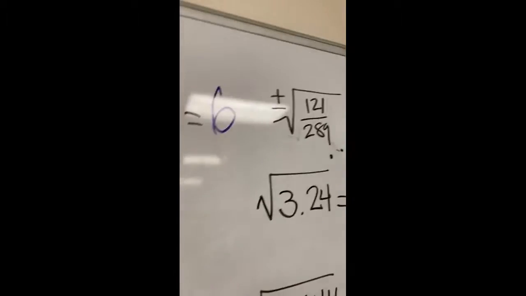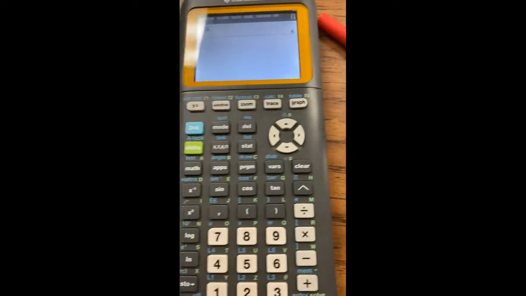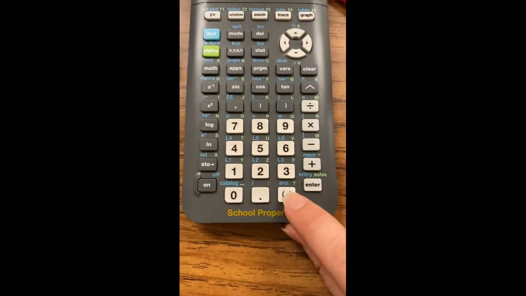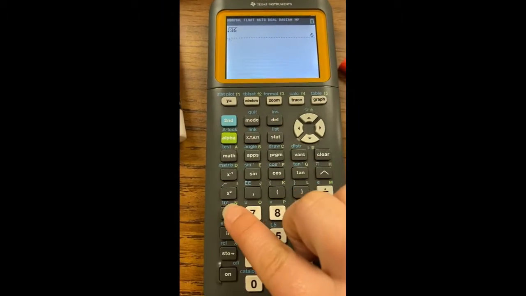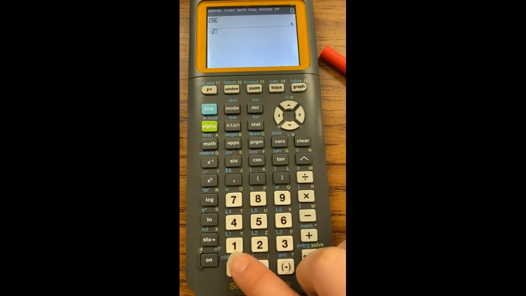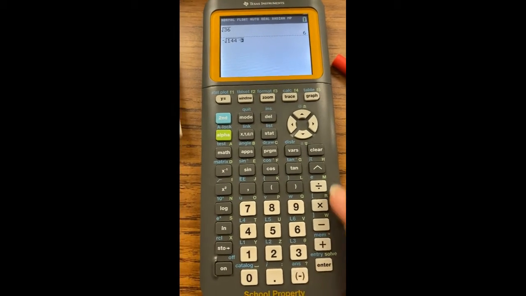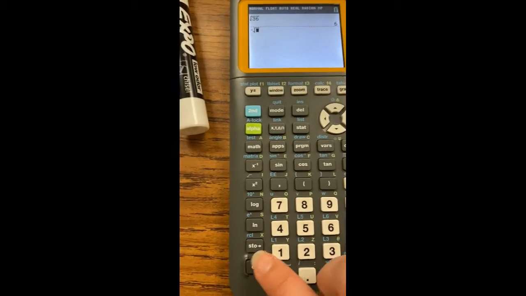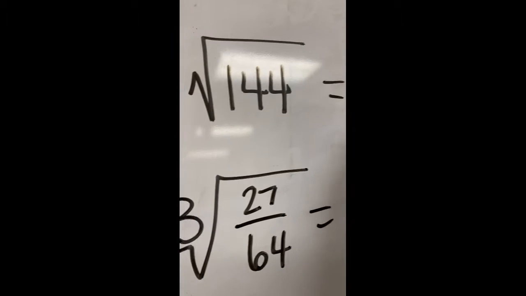So I'm going to put the answer right here. Okay? Next, I'm going to do negative square root of 144. So I'm going to hit my negative sign, make sure it's there, second, square root, 144. Wait, let me clear that. 144, and then enter, sorry. And we get negative 12. So I'm going to make sure I put negative 12 right here.